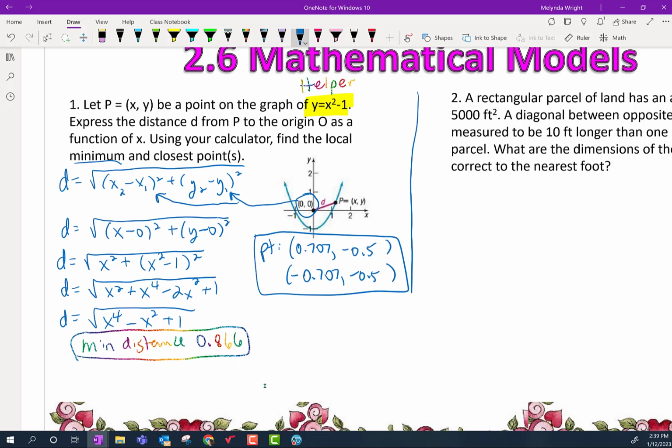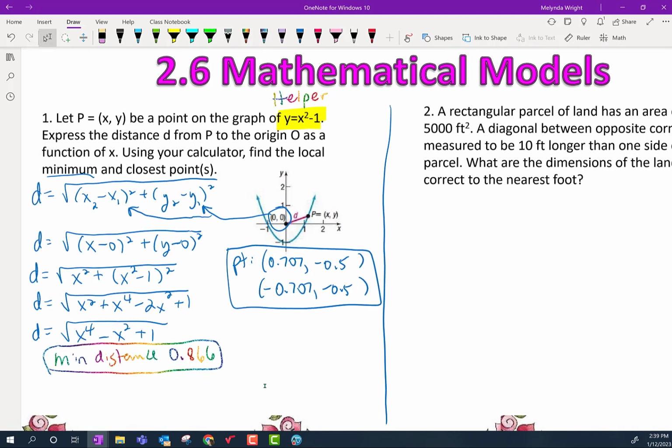All right, there's our very first optimization problem, or as they're calling them, mathematical models problem. How are we doing? Is everybody okay? Okay. So let's look at our next problem. Does anyone still need that?